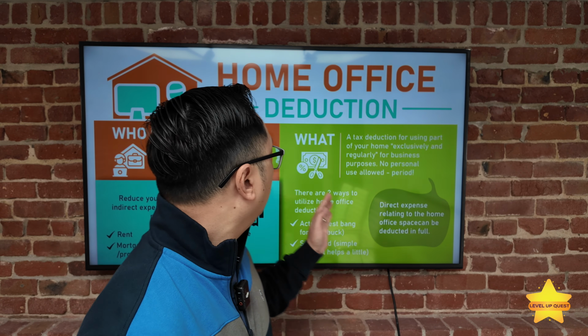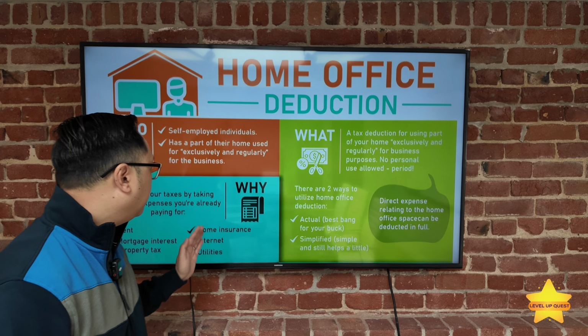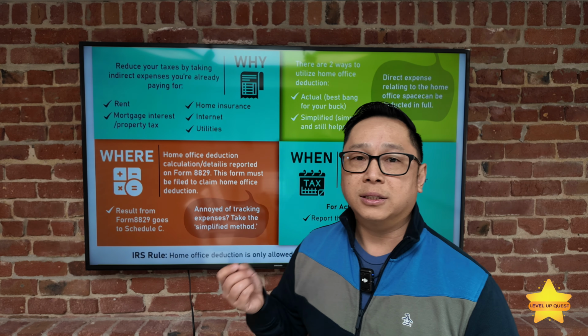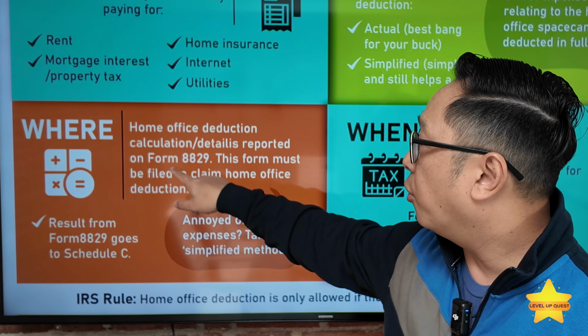So we went through the who, what, and why. Now let's go through the where. Where is this reported? This is reported on the tax return. There's a specific form. We just say it to the clients so they know that there's a form they have to fill out as part of their tax return. It's called Form 8829. This is where you do the detailed calculation of the allocation of what percentage is being used for the home office and what percentage is going to be deducted off of those items they're paying for, like mortgage interest, rent, utilities, internet.